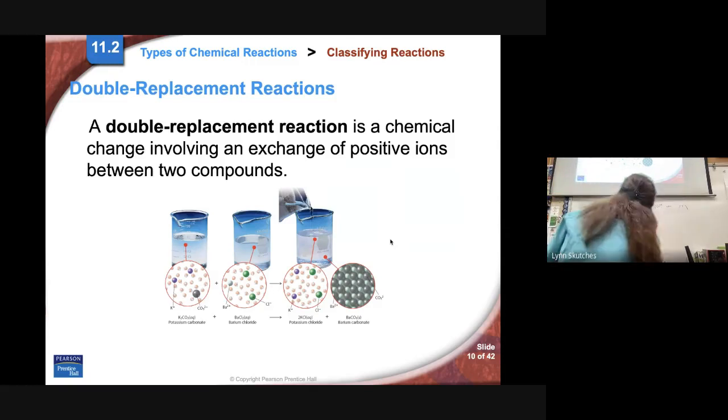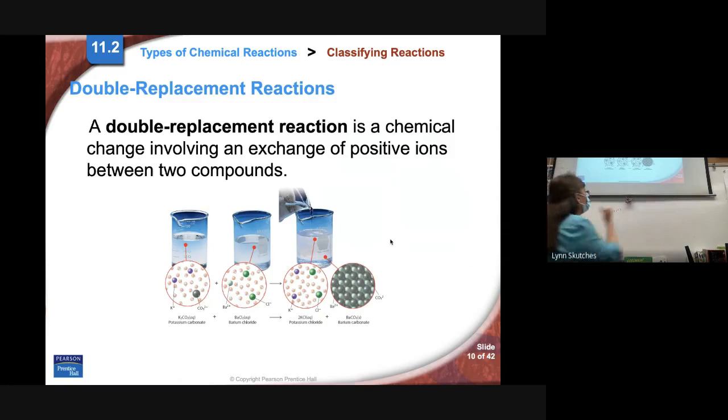Double replacement reactions. Double displacement reactions happen with ionic compounds. They usually happen in solution, but they don't have to. At least one of them is usually dissolved. So we have a metal, we have a non-metal or a polyatomic, we have a metal, and we have a non-metal.